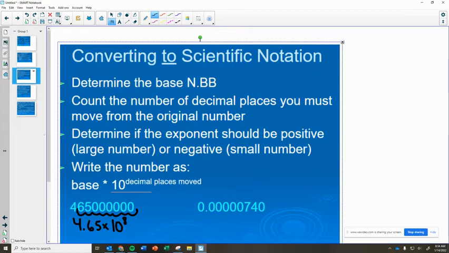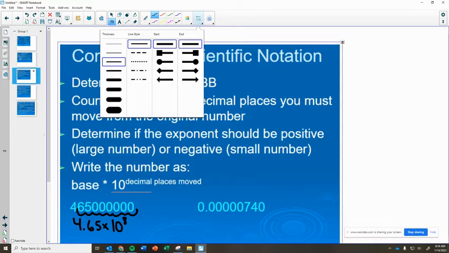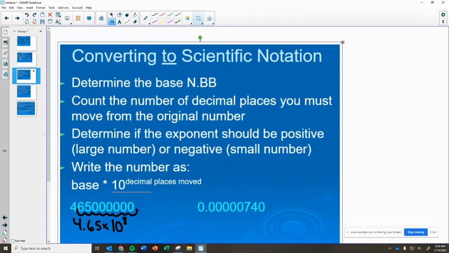Can I change the thickness of this? Oh, I can. Okay, let's do this. Perfect. Okay, let's do the other one.